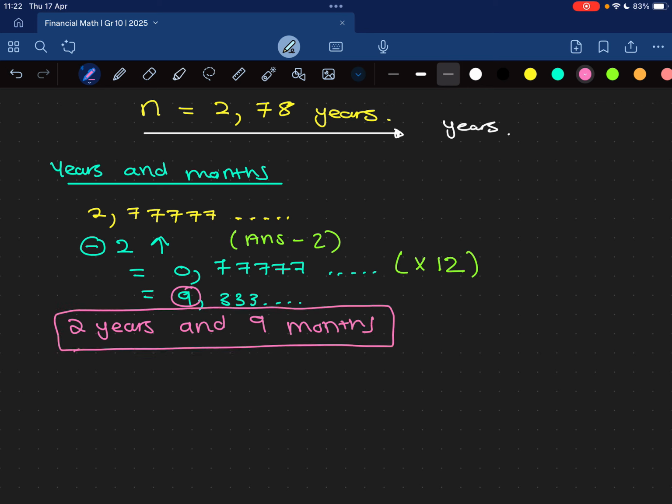We don't often do days because remember days are a bit tricky because there isn't an exact number of days per month. Some months have 30 days, some months have 31 days, and even February only has 28 days. So days are a bit trickier, but we can definitely do the years and the months, and this is the method that you would follow.